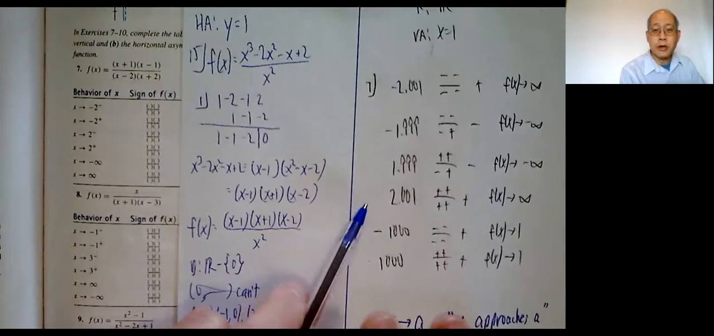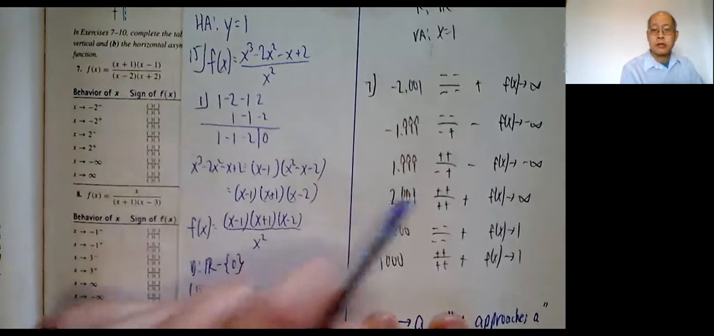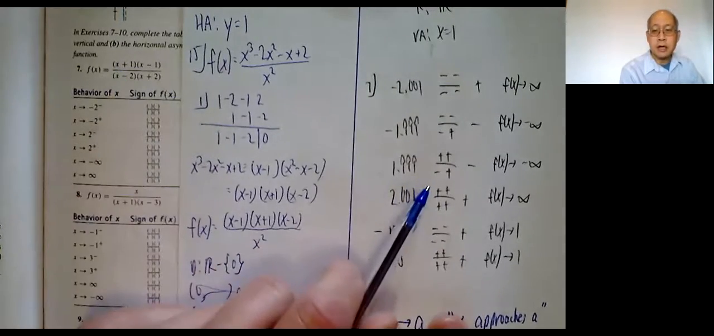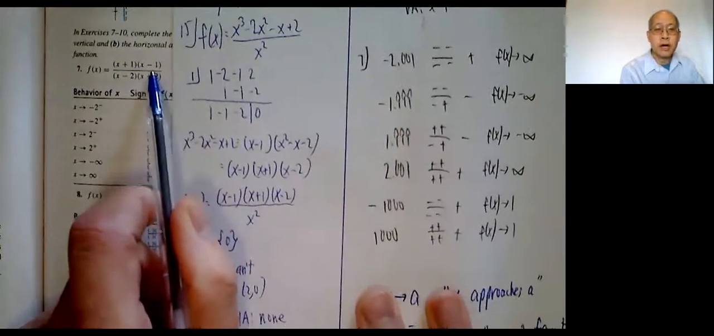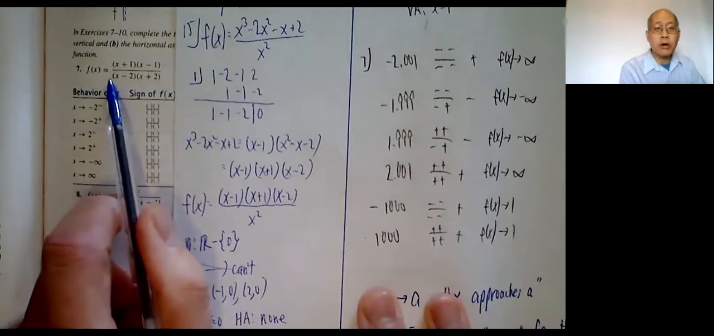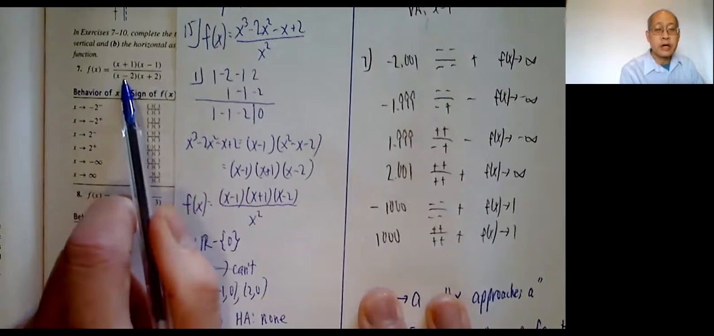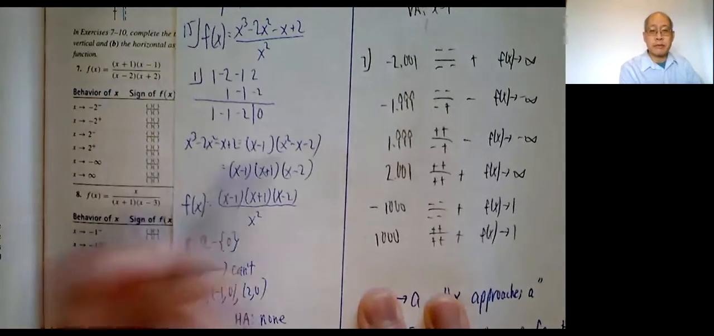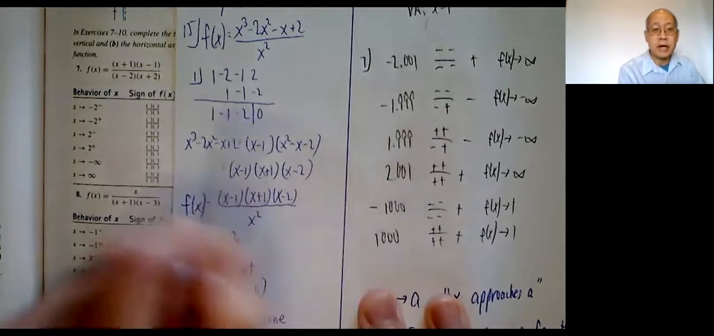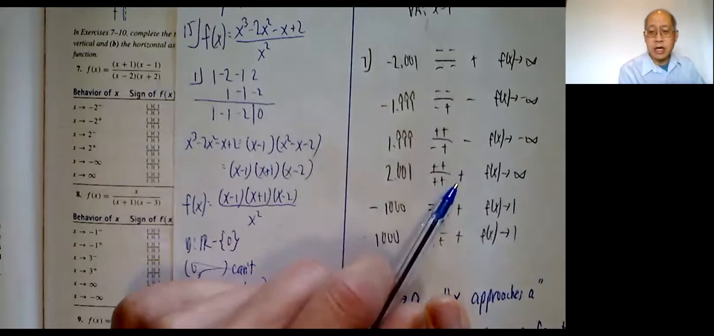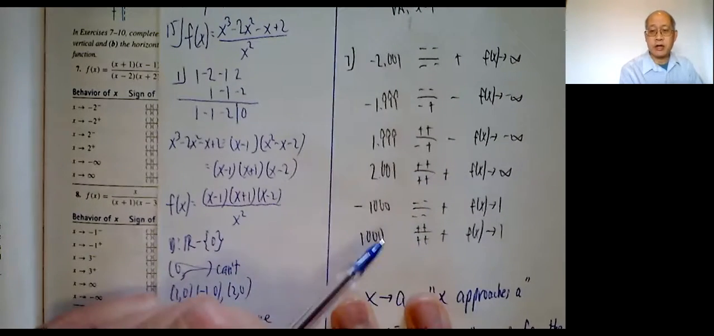Okay. Then 2.001, it looks like they're all positive. 2.001 plus 1, positive. 2.001 minus 1, positive. 2.001 minus 2, a very small positive. So that's where you divide by a small positive. It makes the whole number big, positive. And 2.001 plus 2, positive. Everything's positive, so f of x approaches positive infinity.